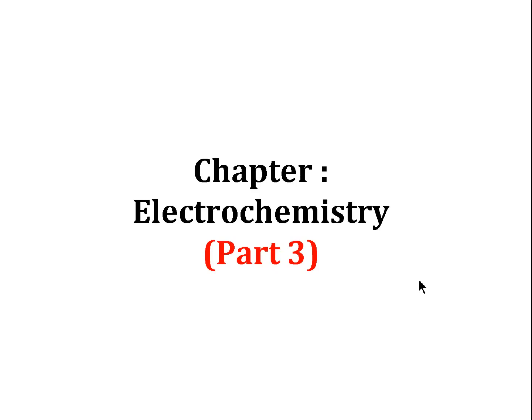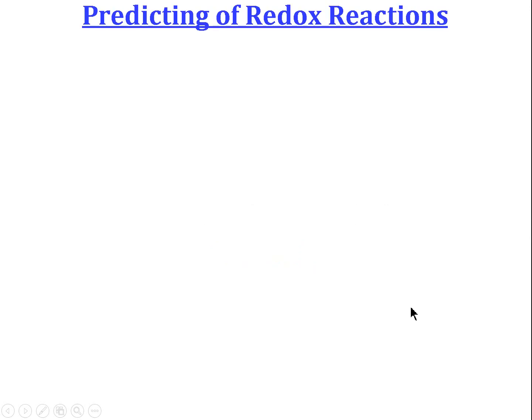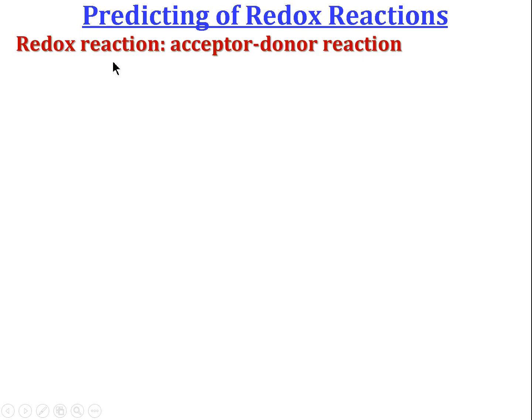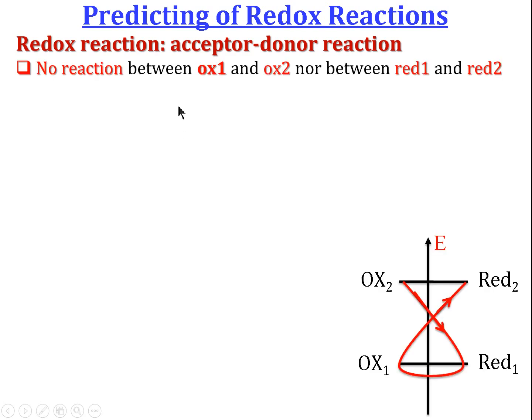Electrochemistry, Part 3, the redox reaction. Predicting of redox reaction. We know that the redox reaction is a reaction between the acceptor and donor. The acceptor is the oxidant, the donor is the reductant, and the particle exchanged is the electron. So no reaction between oxidant 1 and oxidant 2, and no reaction between reductants.